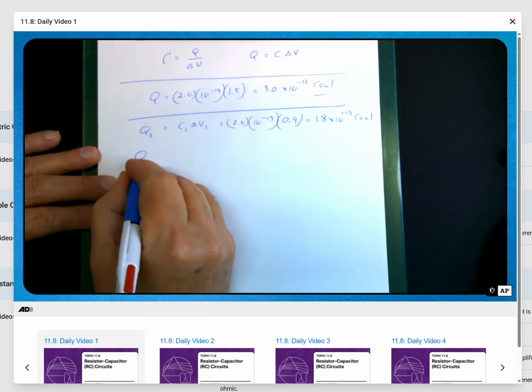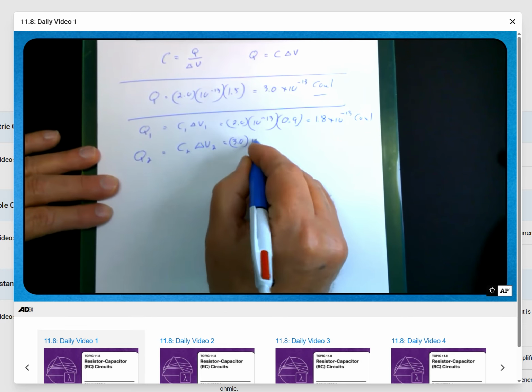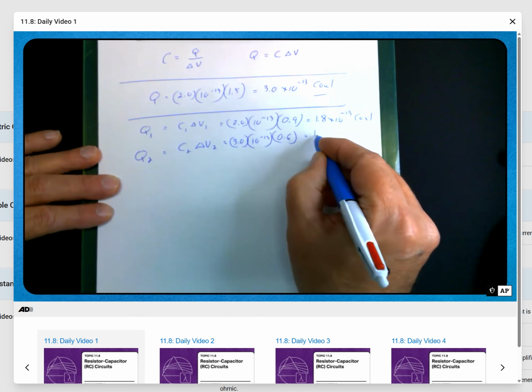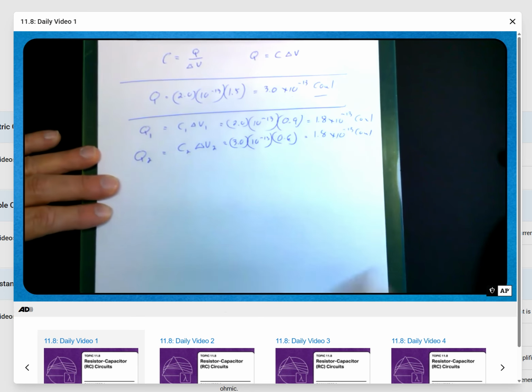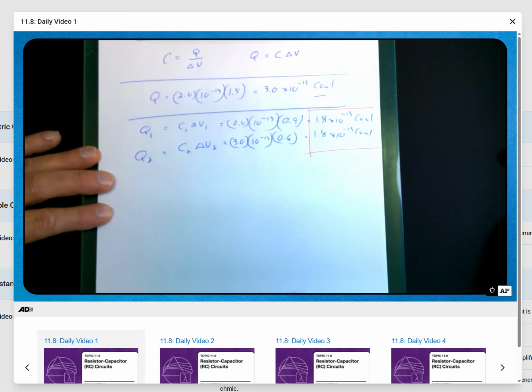Let's look at the other one, Q2, capacitance 2, change in voltage 2. So this was a 3 times 10 to the minus 13 farad capacitor, and the voltage drop there was 0.6 volts. And that math, 1.8 times 10 to the minus 13 coulombs. So it is worthy of noting that in both cases, the amount of charge stored in the capacitors is the same. If you think about it, that's really what had to happen.